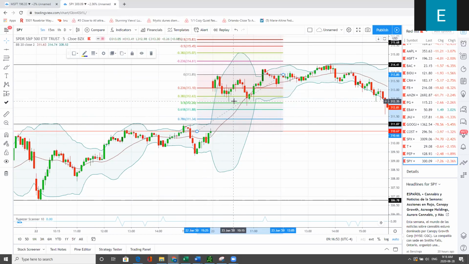Or we can be conservative and wait for a pattern to form. So in this case, we have a nice double bottom that forms at the 50% retracement. And then from there, we have our play to continue long.